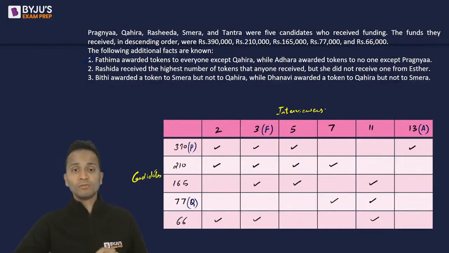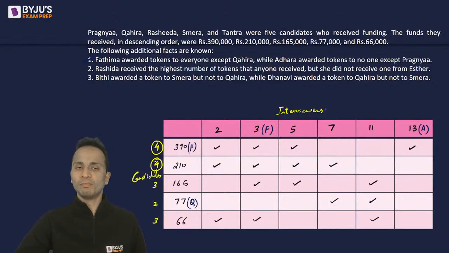Okay. So the first candidate with the funding of 390 is Pragnya. I have already determined that Pragnya has received 4 tokens. The second, with the investment of 210, has also received 4. The third person has received 3 tokens. The fourth person has received 2 and the fifth person has received 3. So among these 5 candidates, there are 2 candidates who have received the highest number of tokens.